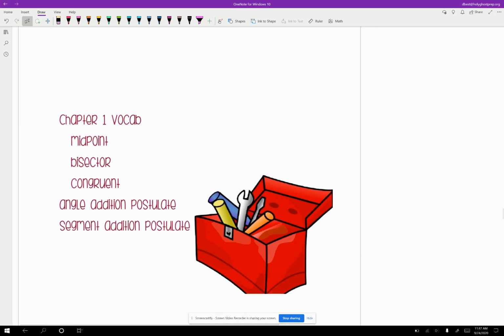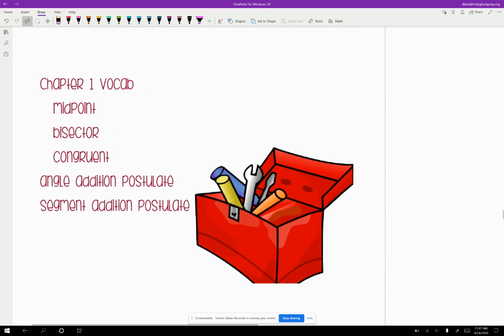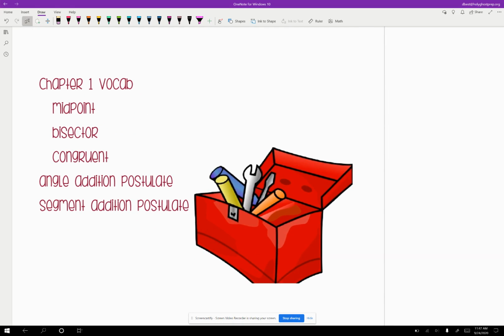So you'll hear me talk about our toolbox a lot. Remember, we're building our house. We were gathering all of our tools in chapter 1 with all of our vocab. Now we also have some postulates. We have the angle addition postulate and the segment addition postulate, and those are going to be some frequently used tools as we go through our work here.